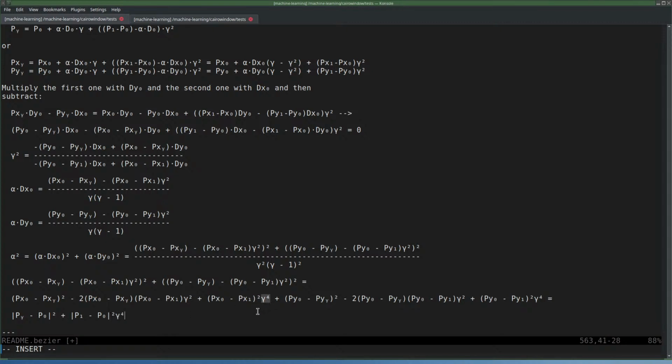Times gamma to the power 4. So that is this plus that one. And then we are left over these things, which is gamma squared, both of them, minus, so just minus 2 times something gamma squared. Or the something is this plus this.